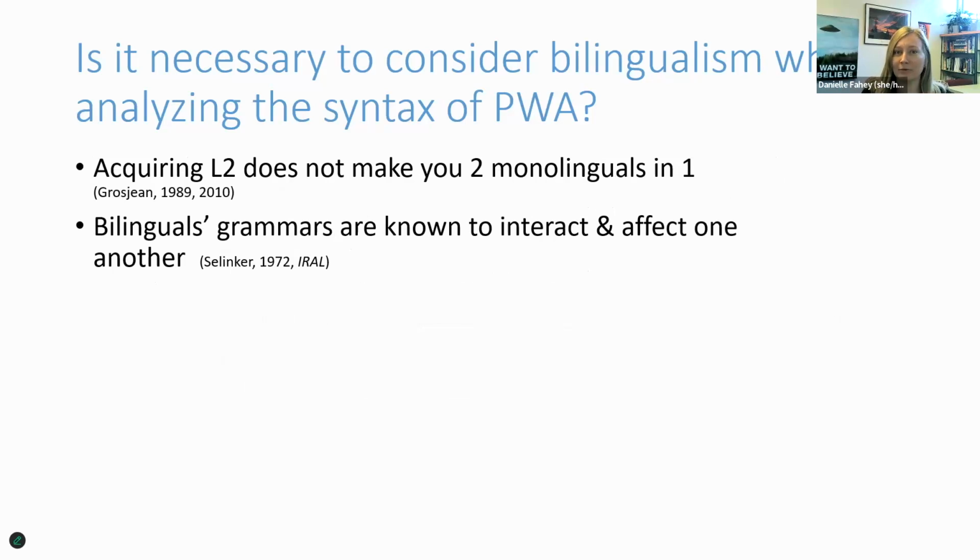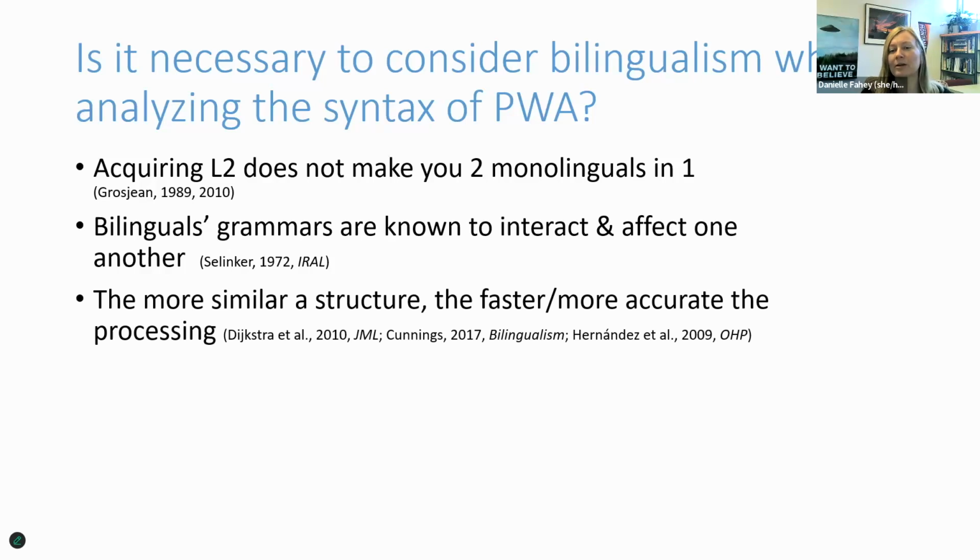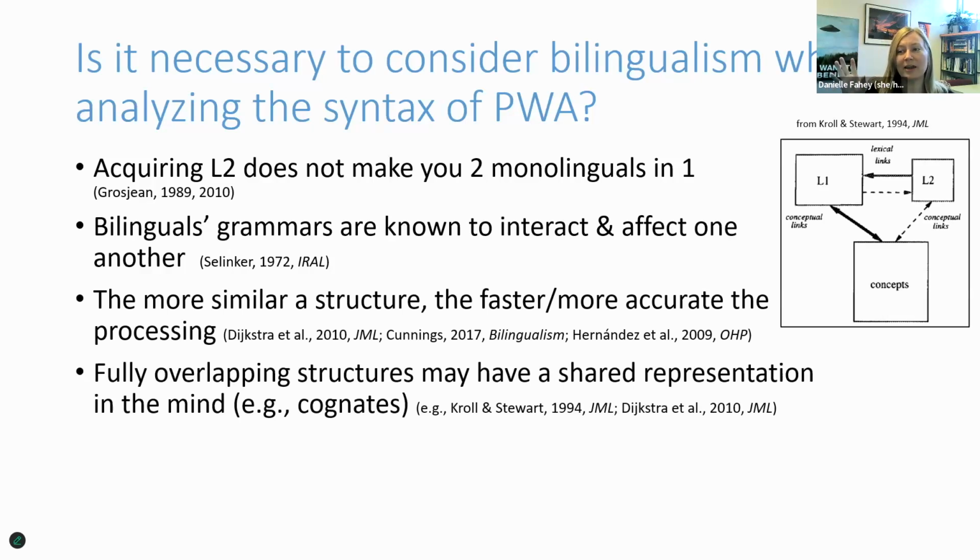For one, you might have heard the oft-quoted passage from Grosjean that a bilingual is not two monolinguals in one. Essentially, bilinguals have a unique grammar system. Their grammars are interacting and affecting one another. Because of this interaction, the more similar a word or grammatical structure is, the faster and more accurately it's processed, as well as being acquired. And here you can see a representation from Kroll and Stewart, of why that might be. We believe that some things might even have a shared representation, such as the meaning of a cognate. A cognate is a word that has a shared meaning, and very similar or even the same form representation across languages.